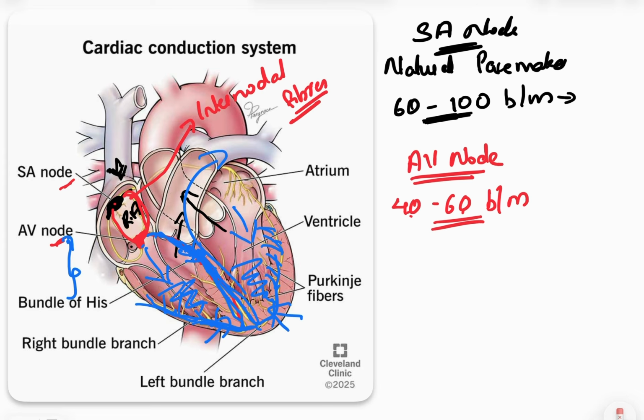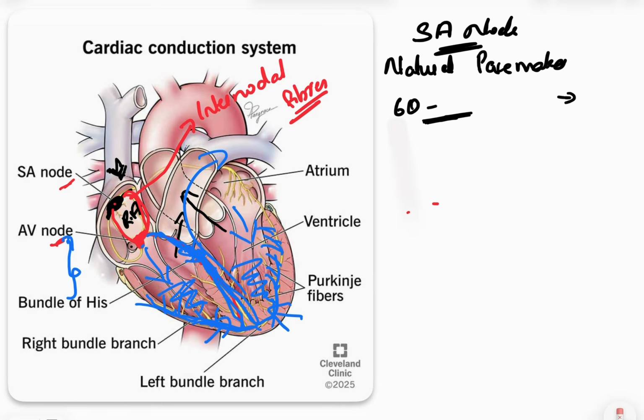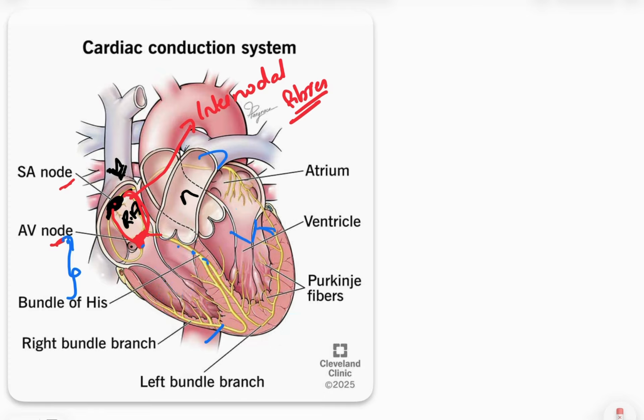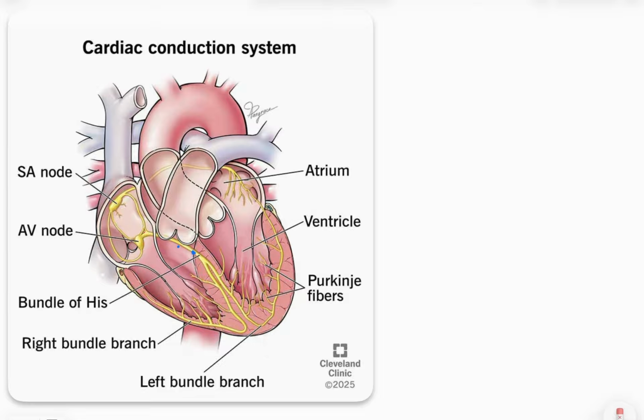So we learned about the SA node. It's the natural pacemaker of the heart. It makes 60 to 100 beats per minute of impulses for the contraction and relaxation of the heart. Once the SA node impulses are created, they move to the AV node, and from the AV node to the bundle of His. From the bundle of His, they move to the right bundle branch here and the left bundle branch here. They divide into Purkinje fibers, and hence the electrical impulses reach every part of the heart.